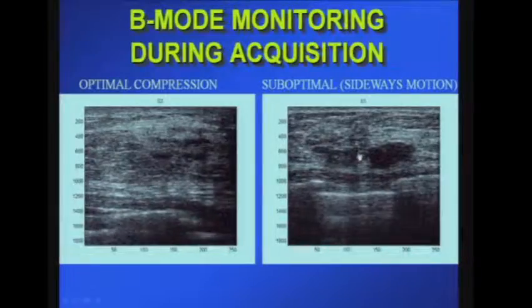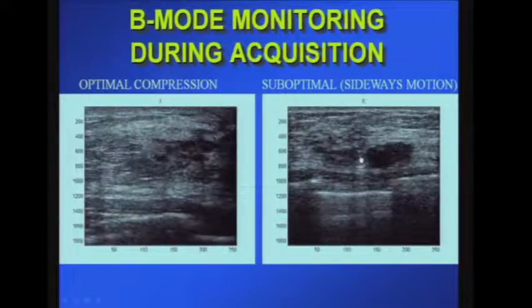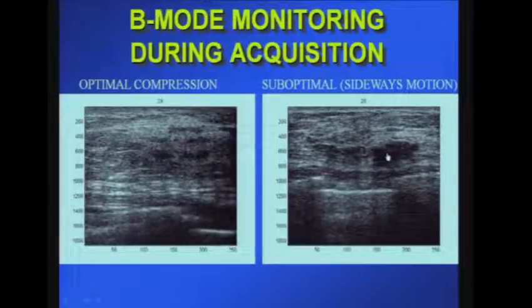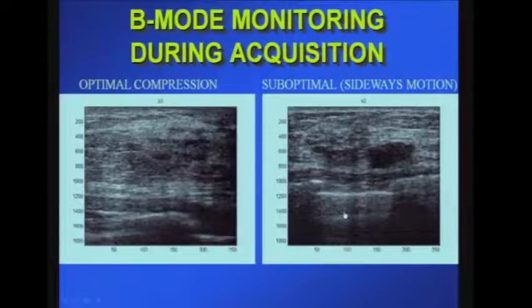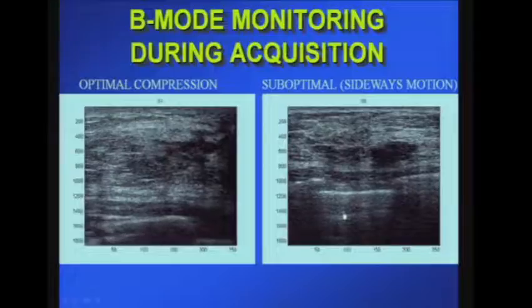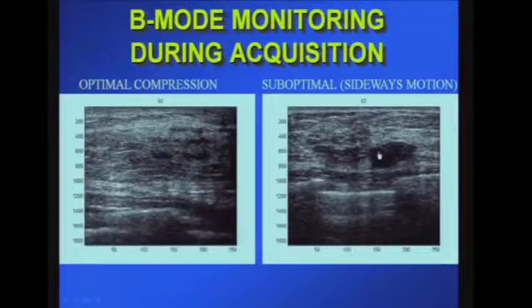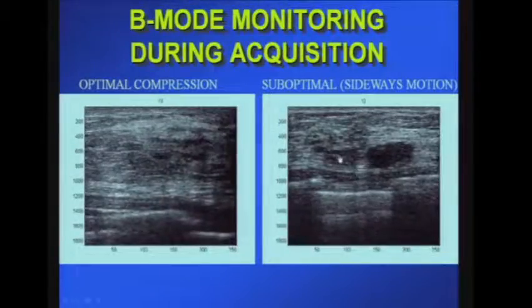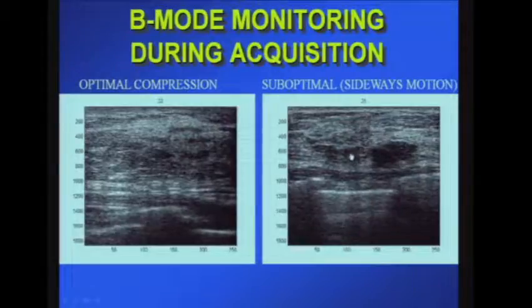Here on this suboptimal one, you can see that the lesion starts here and it starts moving sideways. That's a problem. That creates a poor quality elastogram. And most estimators will try to estimate if there's sideways motion and not allow you to use elastograms that are created in this fashion.